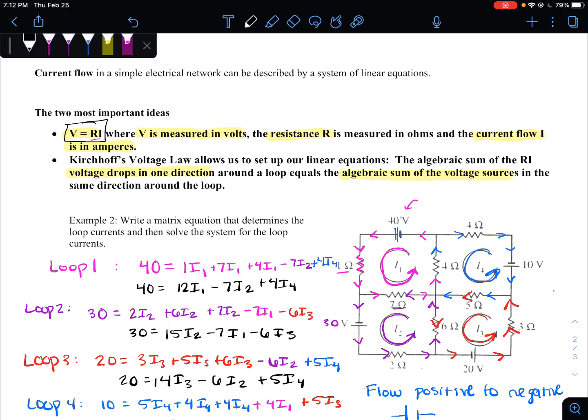This is kind of a concept we encountered in multivariable calculus when we were trying to find surface area. And instead of finding the whole surface area, we broke it down into teeny tiny pieces. Same thing you can do here. If you're trying to look at the entire circuit, you can break it down into smaller chunks.